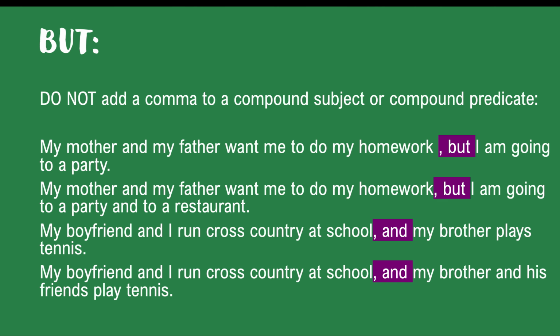Compound subject, my boyfriend and I. Compound predicate. And then there's another compound subject in the second one. My brother and his friends. You don't put a comma all over the place in this sentence. You only need it to connect the two independent clauses.